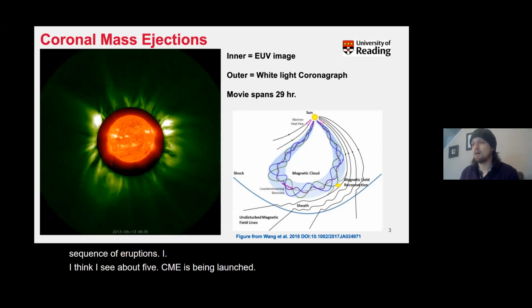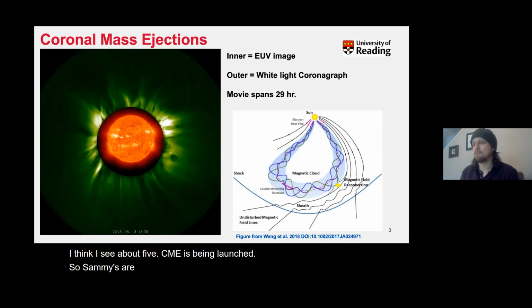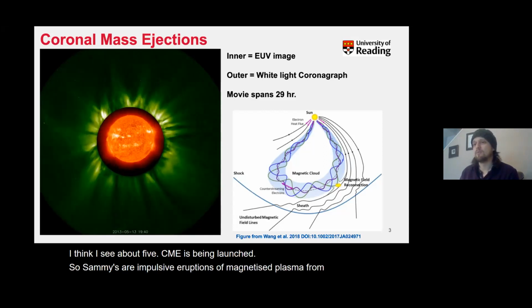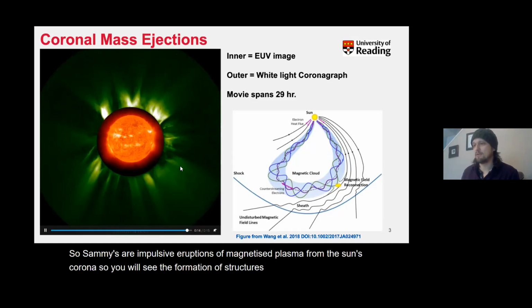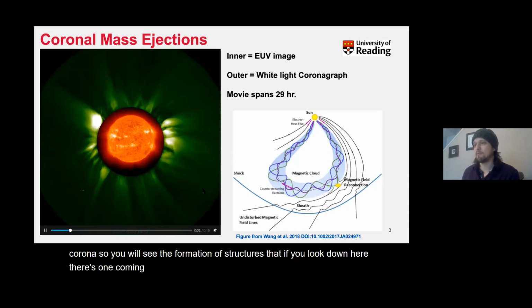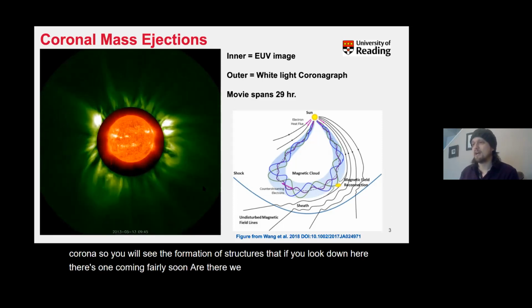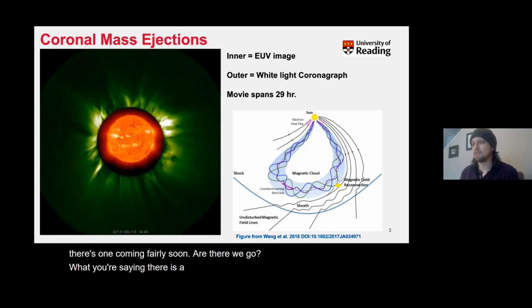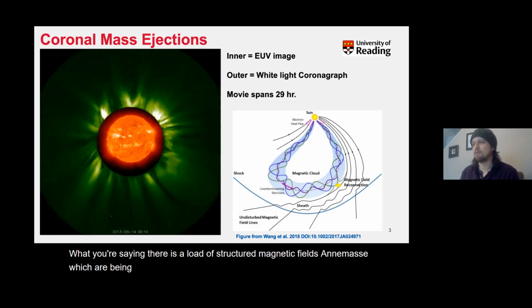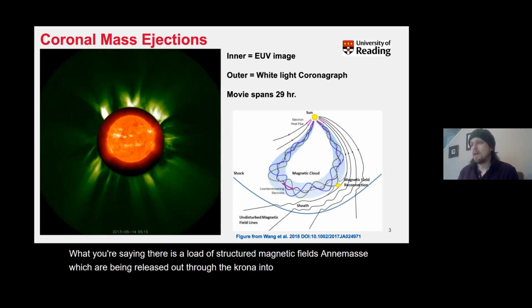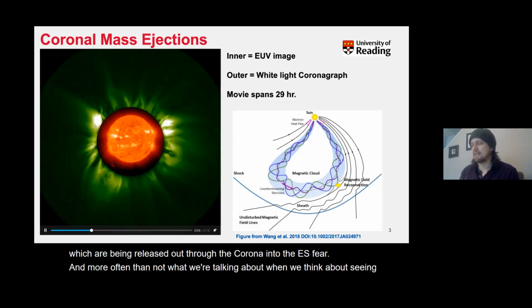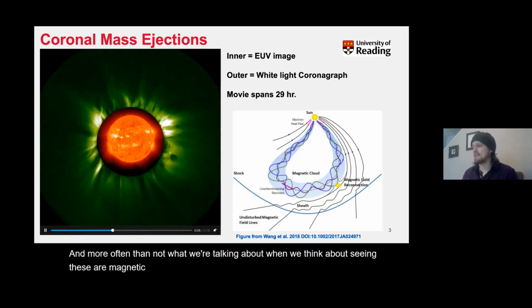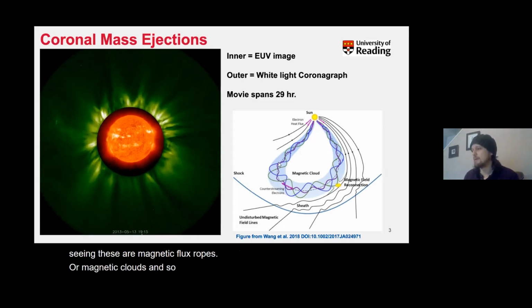CMEs are impulsive eruptions of magnetized plasma from the sun's corona. You'll see the formation of structures that, if you look down here, there's one coming fairly soon. Oh, there we go. What you're seeing there is a load of structured magnetic fields and mass, which are being released out through the corona into the heliosphere. More often than not, what we're talking about when we think about CMEs are magnetic flux ropes or magnetic clouds.